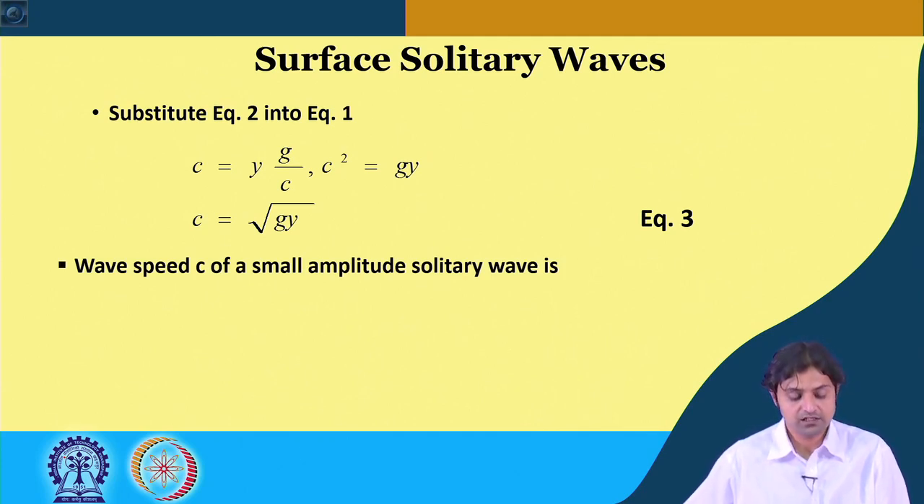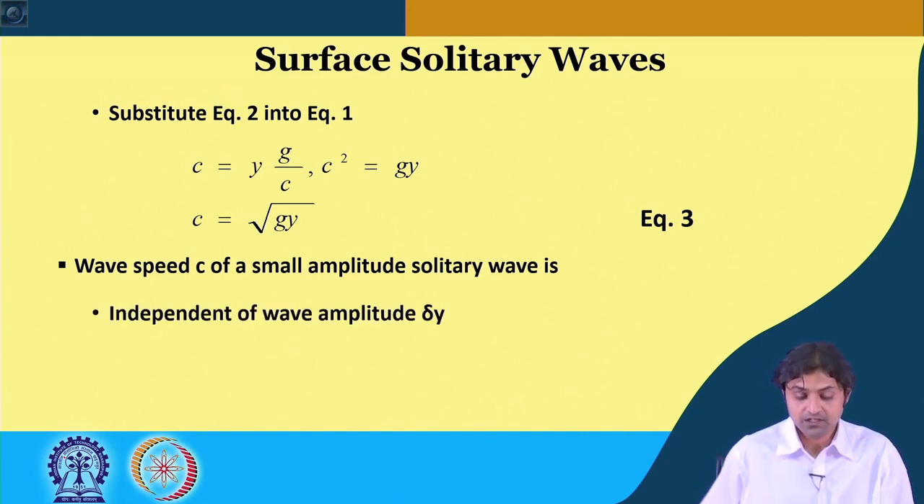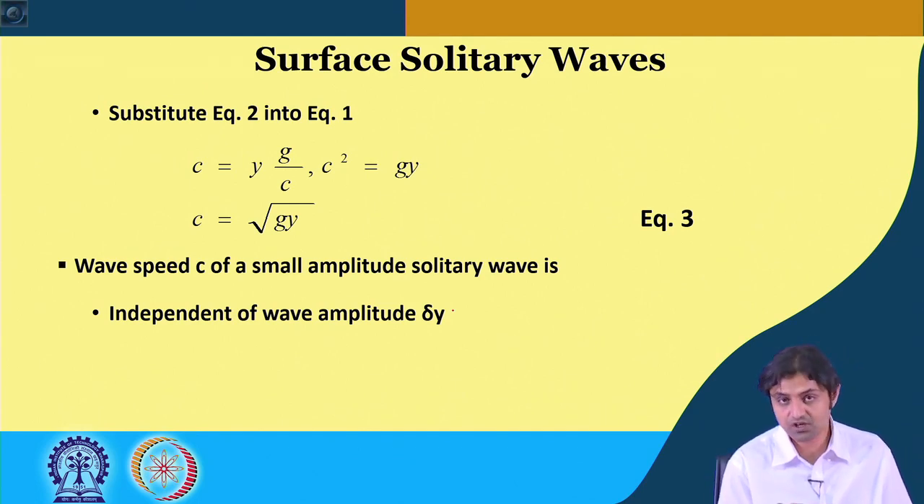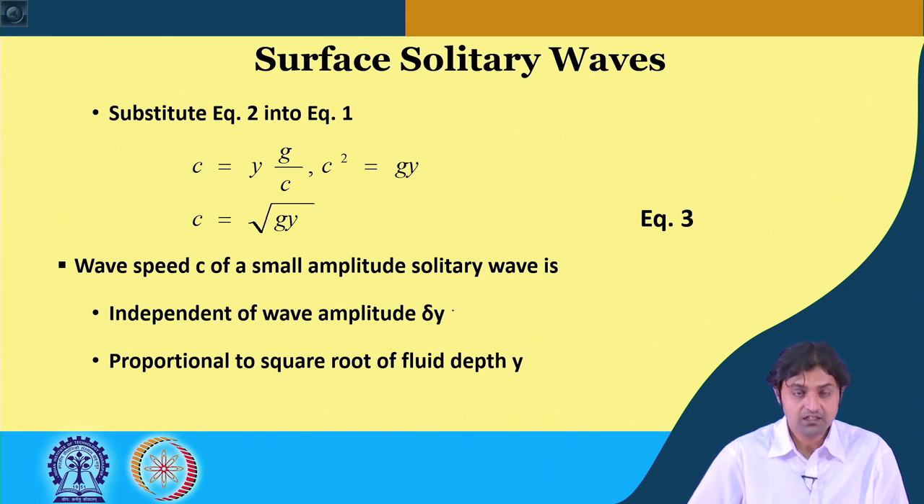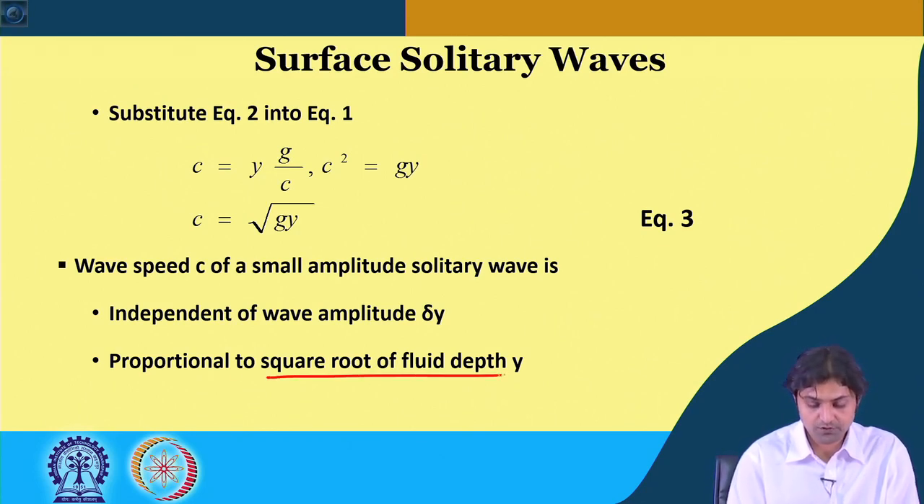So, the result is that the wave speed c of a small amplitude solitary wave is independent of the wave amplitude. If you remember, we have assumed that the amplitude of the wave was delta y. Okay, so this c does not depend upon delta y. It is also proportional to the square root of fluid depth y, and c is equal to under root g y, which means it is proportional to square root of fluid depth y.